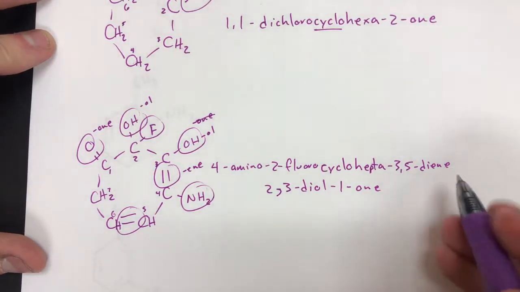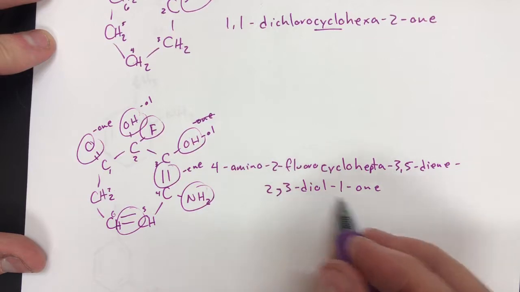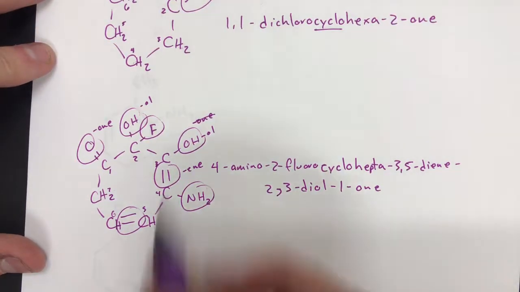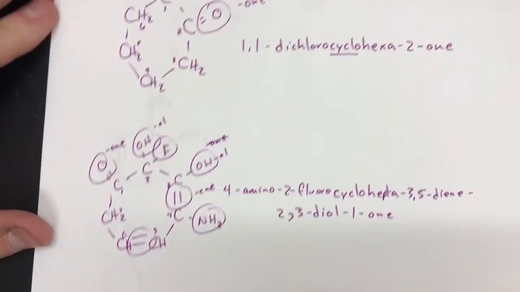So 3,5-diene, there should be a dash because it's between a letter and a number. 2,3-diol, 1-one. So that'd be the name of that one. Did I get everything? I think I did. Okay, so that's how you do cyclo compounds.